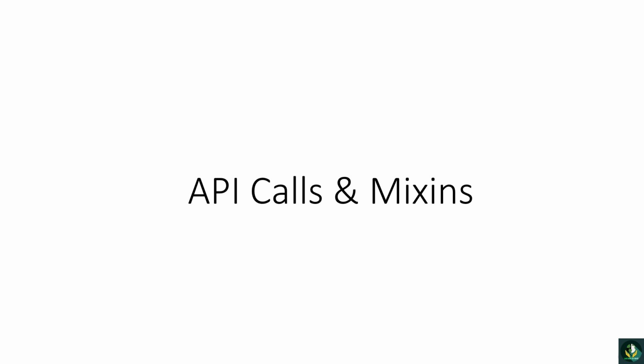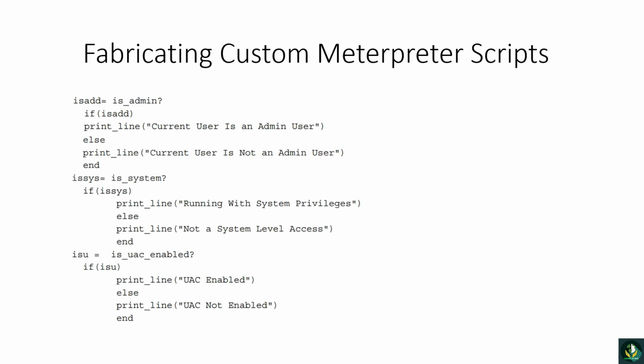API calls are Windows-specific calls that are used to call a specific function from a Windows DLL file. We will learn more about APIs shortly in our later lectures. Let's work out a simple example of a Meterpreter script, which will check whether we are the admin user, whether we have system-level access, and whether UAC is enabled or not.